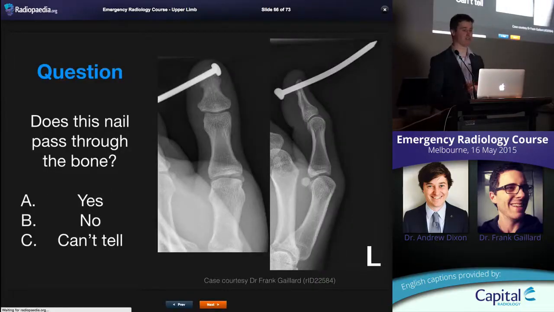Time for a poll question. So get your phones out again. Hopefully the poll's been triggered. Now this one, the patient's obviously had a little bit of fun with a nail gun and has managed to get the nail to pass through their thumb. And what I want you to do is work out whether you think this nail is passing through the bone, yes, no, or you can't tell based on these images.